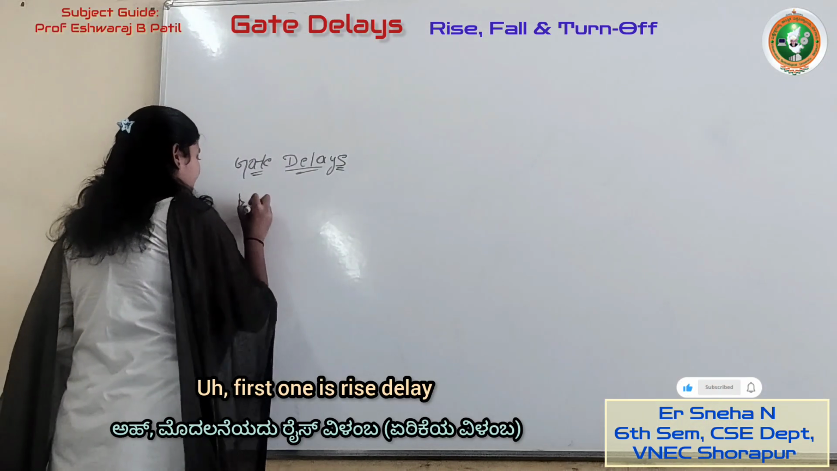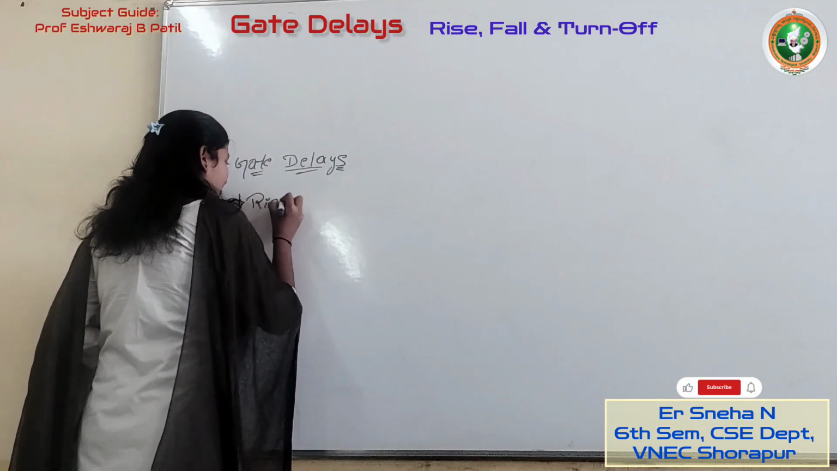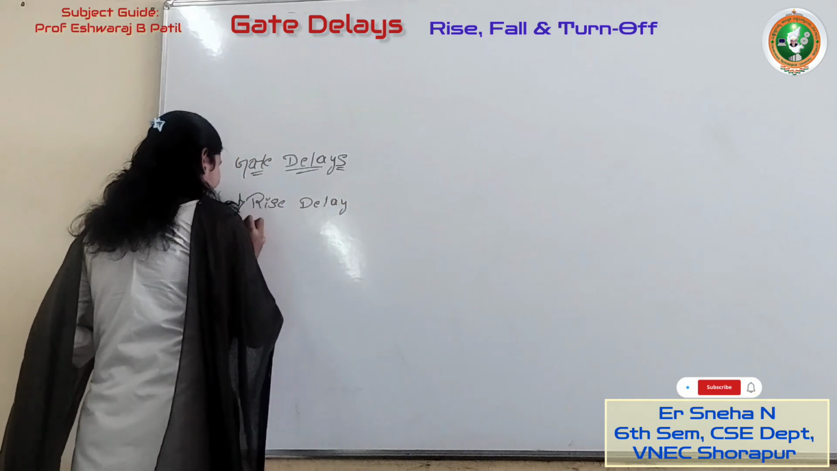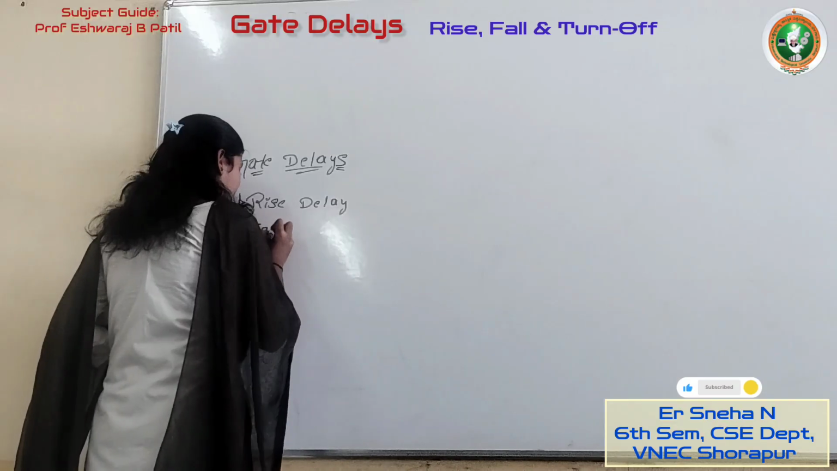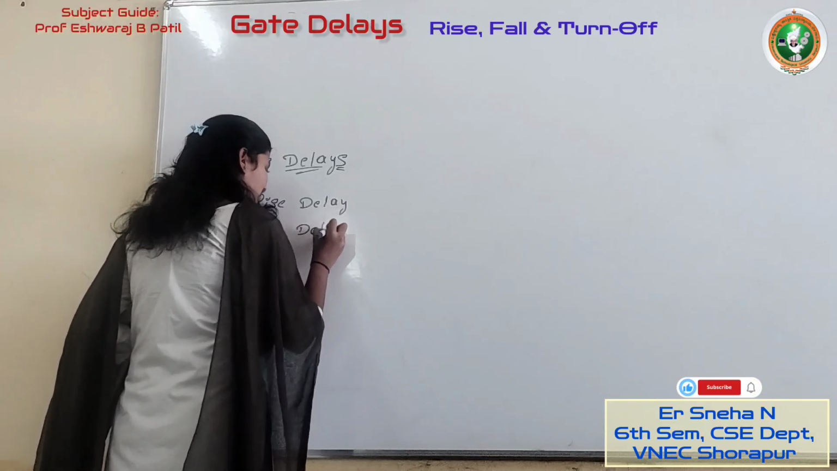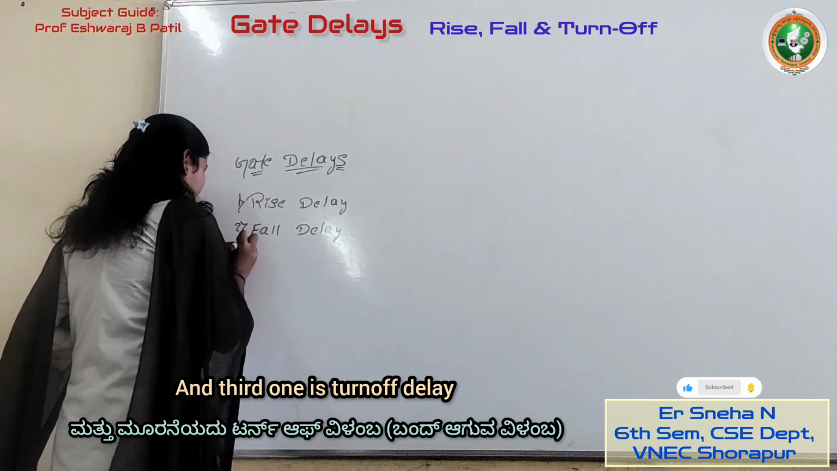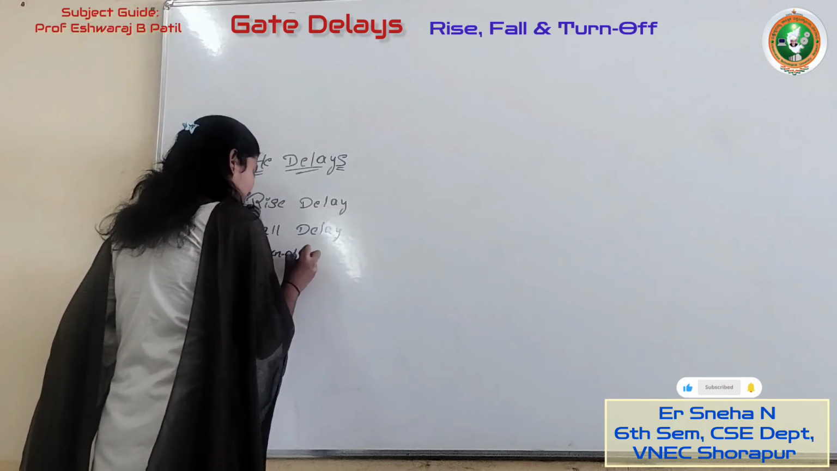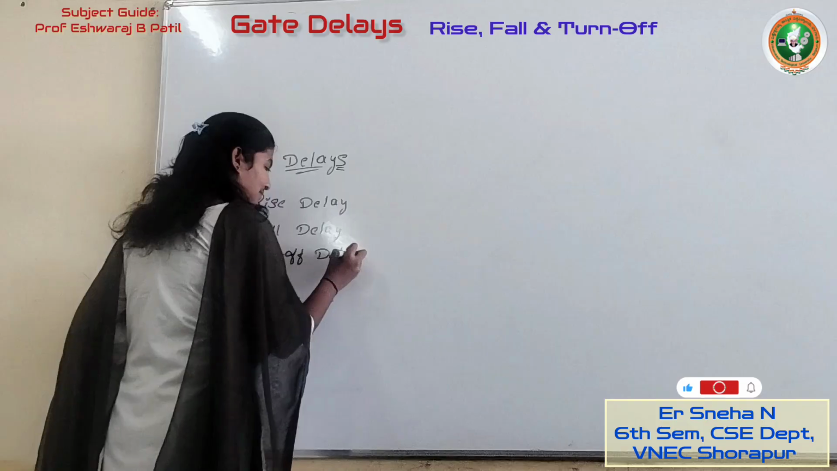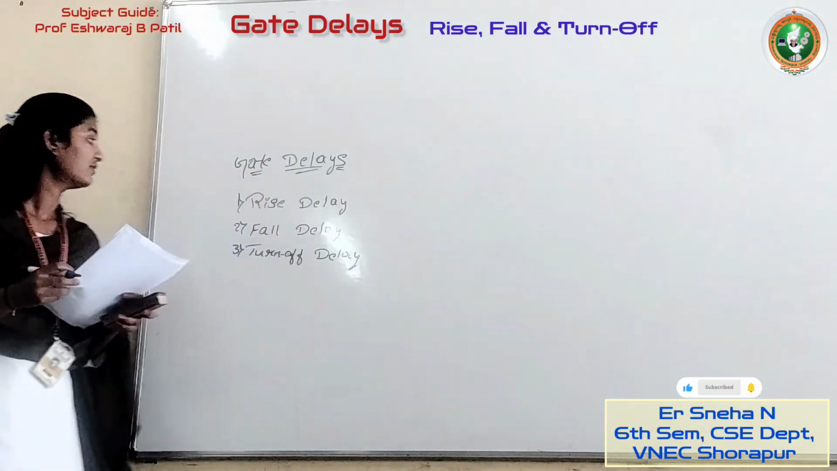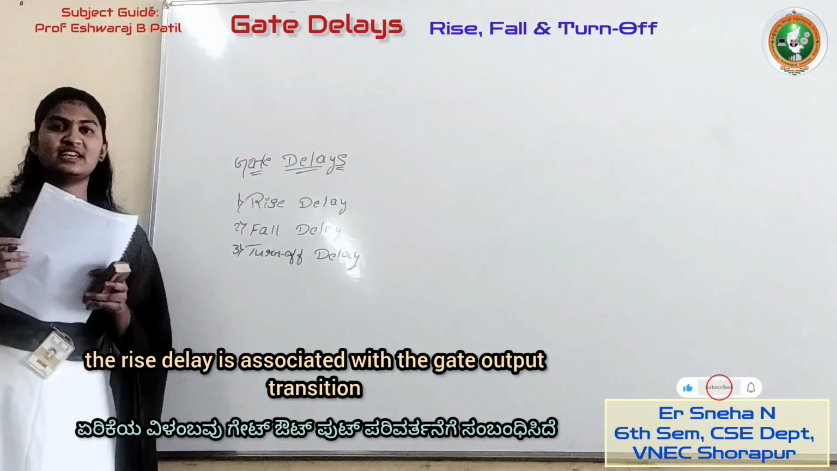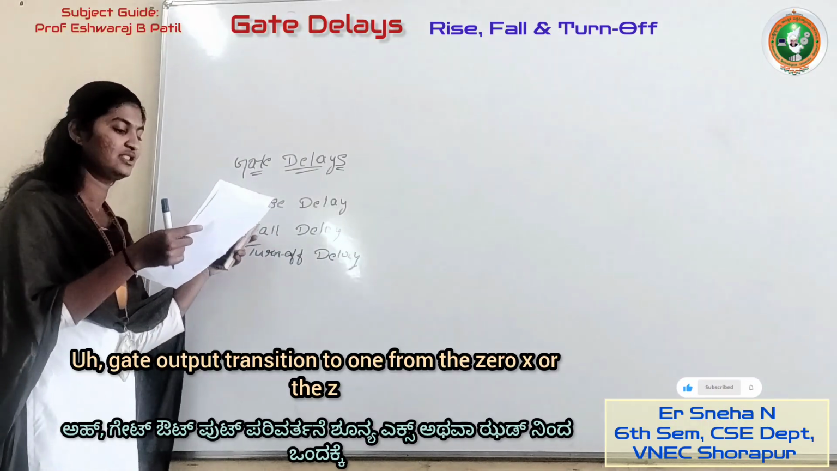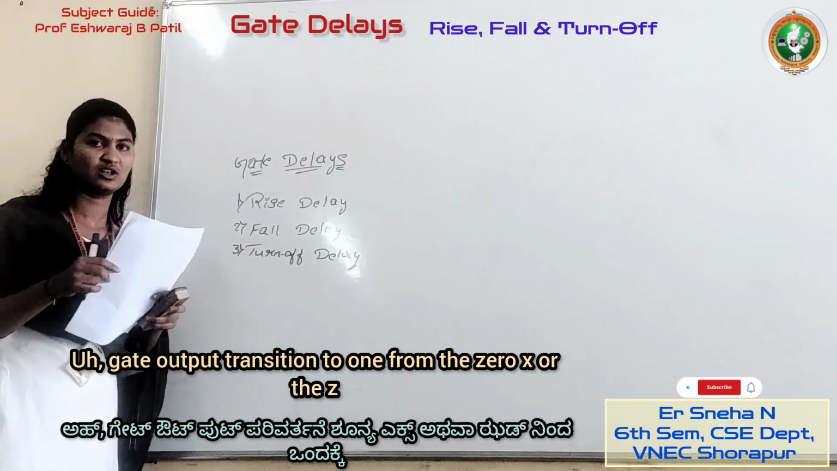First one is rise delay. Second one is fall delay. And third one is turn off delay. The first one, rise delay. The rise delay is associated with the gate output transition to 1 from 0, X or Z.